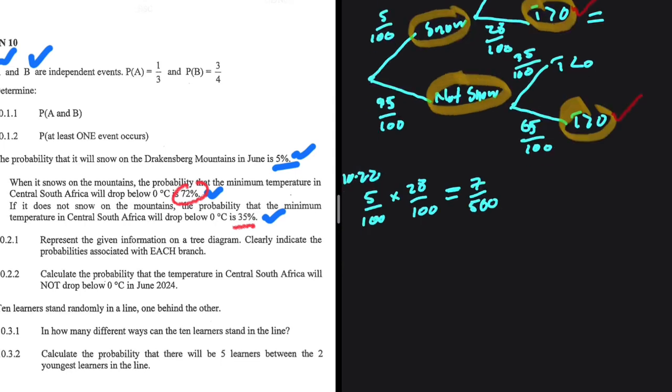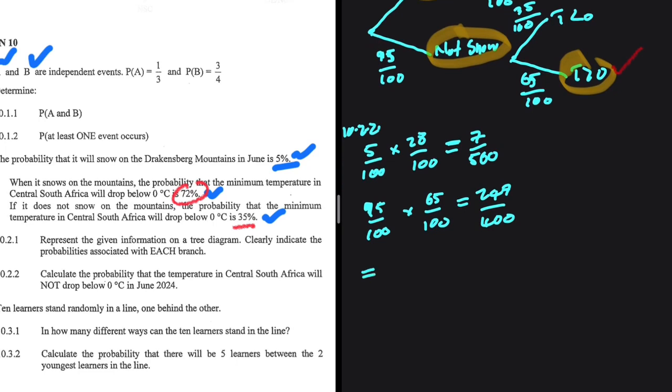On the other hand, we're going to have 95 divided by 100 multiplied by 65 divided by 100, which is equals to 247 divided by 400. Makes sense, right? If it does not snow, the temperature will probably be greater than 0. All these probabilities make sense.